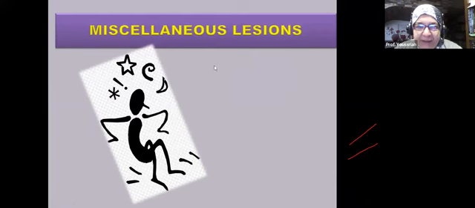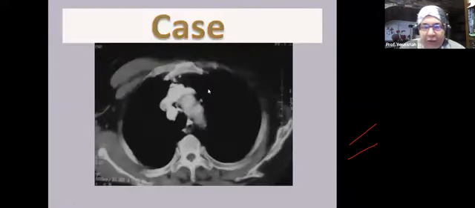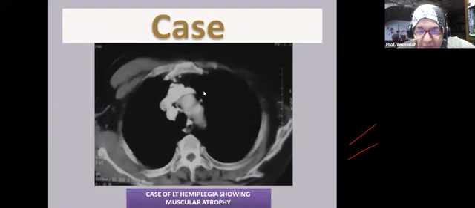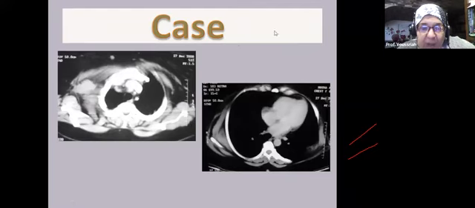Now miscellaneous lesions. If we look here, we can very clearly see that on the right side, we have the pectoralis major and pectoralis minor, where there is no pectoralis major and minor on the left side. Before jumping and diagnosing Poland syndrome, look backwards, you will also see atrophy of the muscles of the back. This was a patient with hemiplegia and actually muscular atrophy. However, in this case, this is the case of Poland.